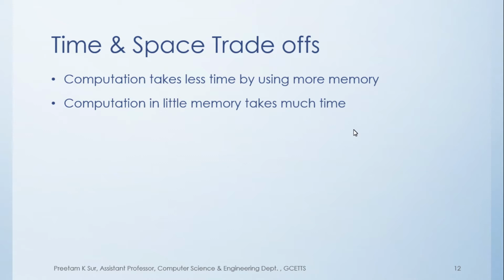Similarly, the other way around, if your algorithm is allocated less space, then it may take much more time to complete its execution. So this is what the space-time trade-off says. It means that if you allow more space to your algorithm, it may perform quicker. And if you allow less space to your algorithm, then it may perform slower.